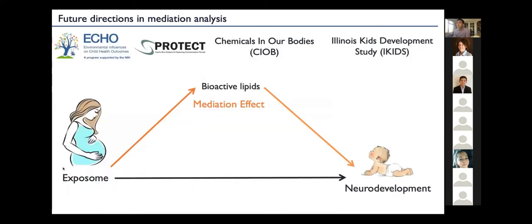So going forward, I will be advancing this body of work in mediation analysis to enhance our framework to investigate these bioactive lipid mediation signals between the prenatal exposome, but now focusing on infant neurodevelopment. And I'm excited to share that this work has been recently awarded by the Environmental Influences on Child Health Outcomes program. I will be integrating data across 3 different ECHO cohorts: the PROTECT cohort, the Chemicals in Our Bodies cohort, which is based in San Francisco, and the Illinois Kids Development Study.